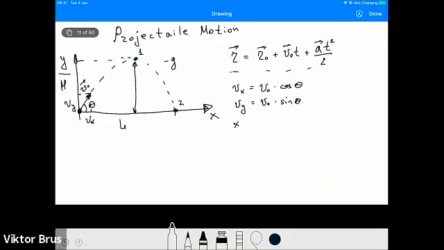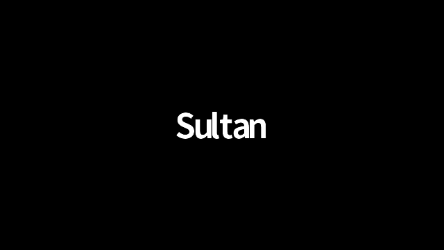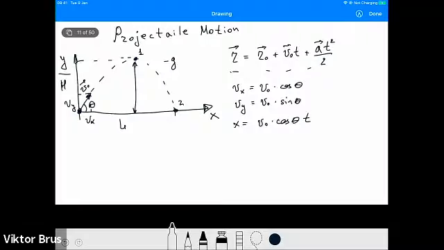expressions for the change of coordinates along axis x and axis y. So let's start with axis x. As I mentioned, x naught, the initial position, is 0 because it's at the origin of coordinates. Then we have v naught multiplied by cosine theta multiplied by t, and this velocity is constant along the axis x. We don't have any friction with air, and there is no other reason for our velocity to drop over time. So this is how coordinate x will change over time.